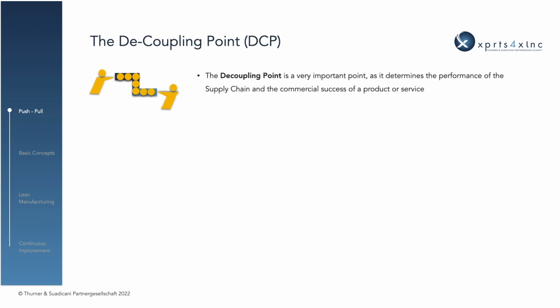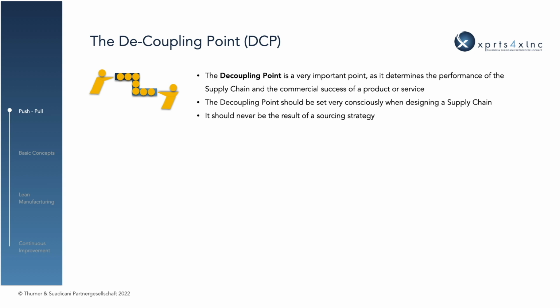The decoupling point is a very important point, as it determines the performance of the supply chain and the commercial success of a product or service. The decoupling point should be set very consciously when designing a supply chain. It should never be the result of a sourcing strategy. But it is always a trade-off between inventory and customer waiting time.